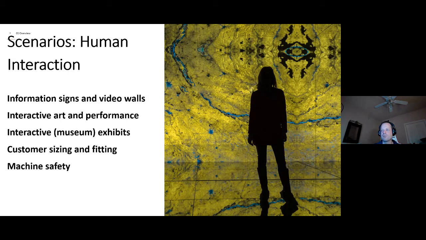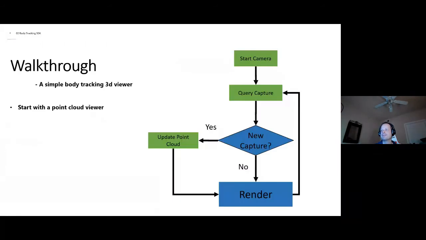You could interact with information signs and video walls: wave to the video wall, and it does something back to you. Interactive art and performance, you could transform all those sensor data into something creative. You can use it for interactive museum exhibits, and customer sizing and fitting, machine safety. So the two last topics are pretty related in what you can do with them. Like a little walkthrough about the body tracking 3D viewer.